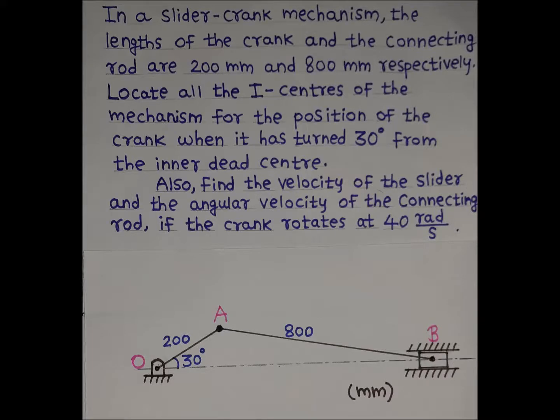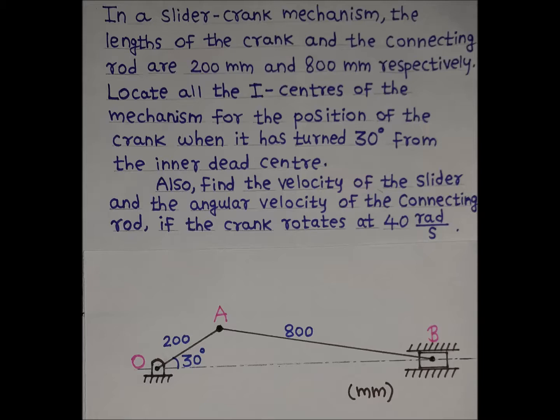In this video, we will go for a numerical. In a slider crank mechanism, the length of the crank and connecting rod is given. Length of crank is 200 mm and length of connecting rod is 800 mm. Locate all the I centers of the mechanism for the position of the crank when it has turned 30 degrees from the inner dead center.